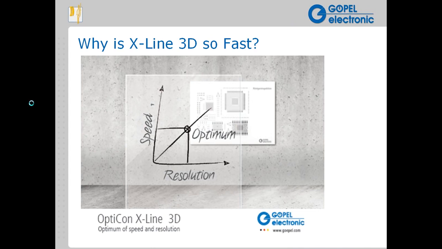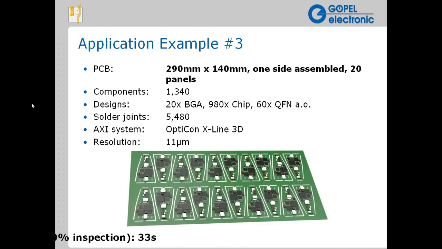Another example of a slightly larger, slightly less dense board is this case, where we have a 400 millimeter by 230 millimeter double-sided assembly. There are over 3,000 components, which include 22 BGAs and more than 11,000 solder joints. So this board, while it appears less dense, actually has a lot of solder joints and a high population of BGAs, difficult to inspect targets. As you can see from an optical standpoint, this board would be quite challenging to inspect. But with X-Line 3D, we can provide 100% inspection of this board in 38 seconds.